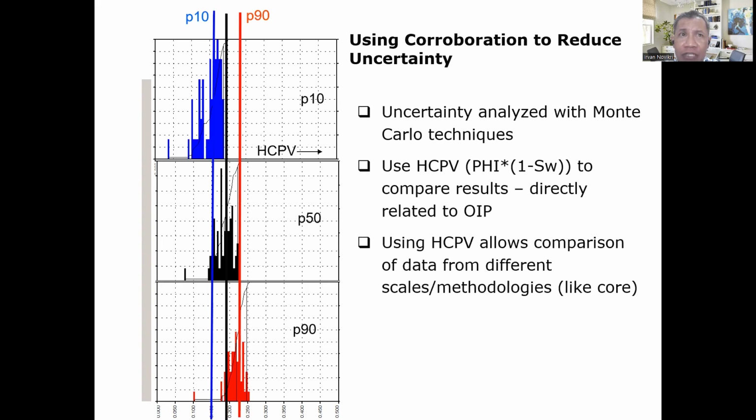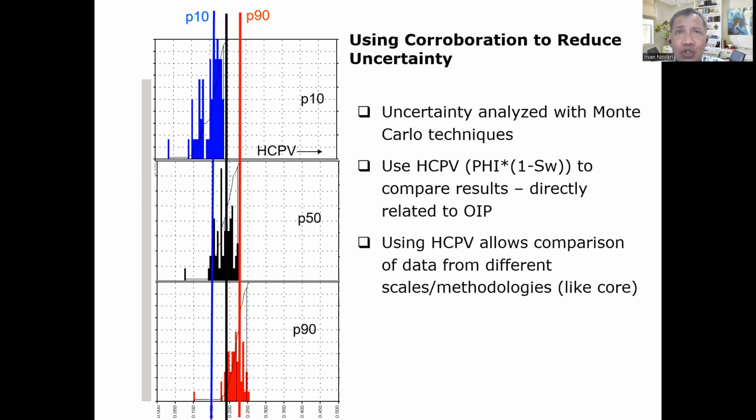Earlier it was mentioned that Monte Carlo techniques are employed to analyze and quantify uncertainty. The concept of HCPV, calculated as porosity multiplied by 1 minus saturation, introduces a means to compare results directly to the original oil in place, and allows for comparison of data from different scales and methodologies such as core porosity.